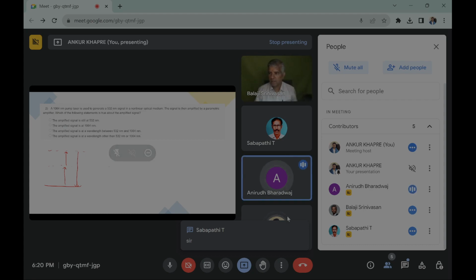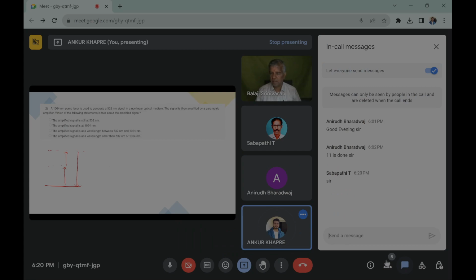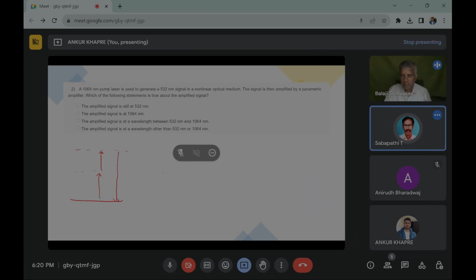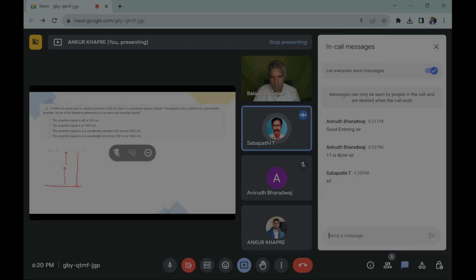Sir, in some questions, the numerical value is coming with 3 decimal point accuracy. But when we substitute the value for pi as 3.14, we get one value, and when we substitute 3.1415, we get another. So some range of answers should be there, sir.